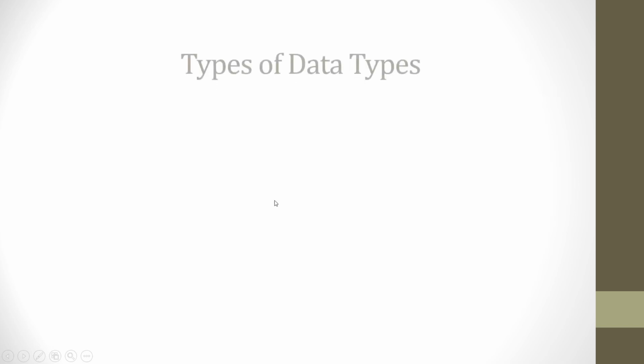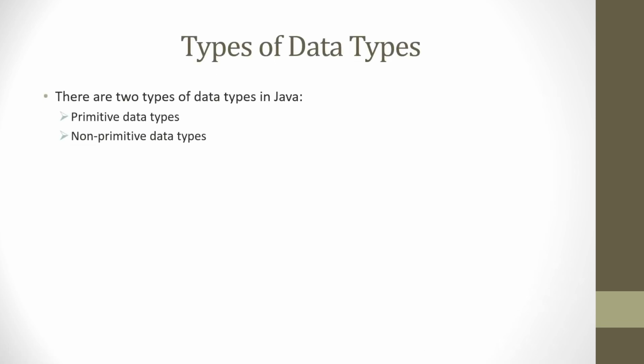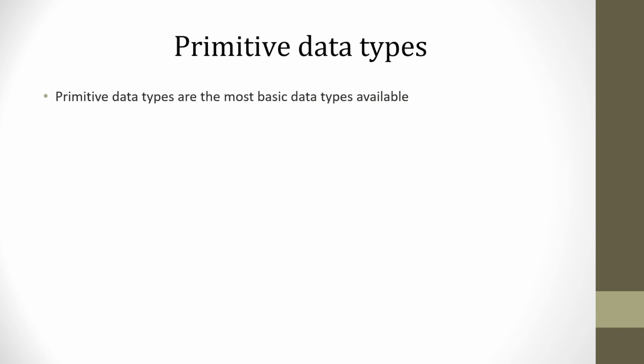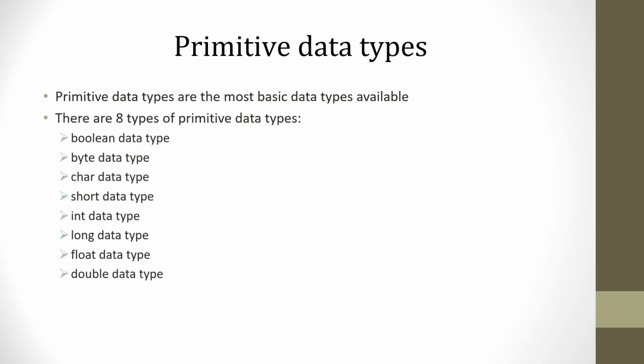Now let's see what the different data types available in Java are. Basically, there are two types of data types available in Java: primitive data types and non-primitive data types. So what are the primitive data types? Primitive data types are the most basic data types available in Java. There are 8 types of primitive data types in Java.